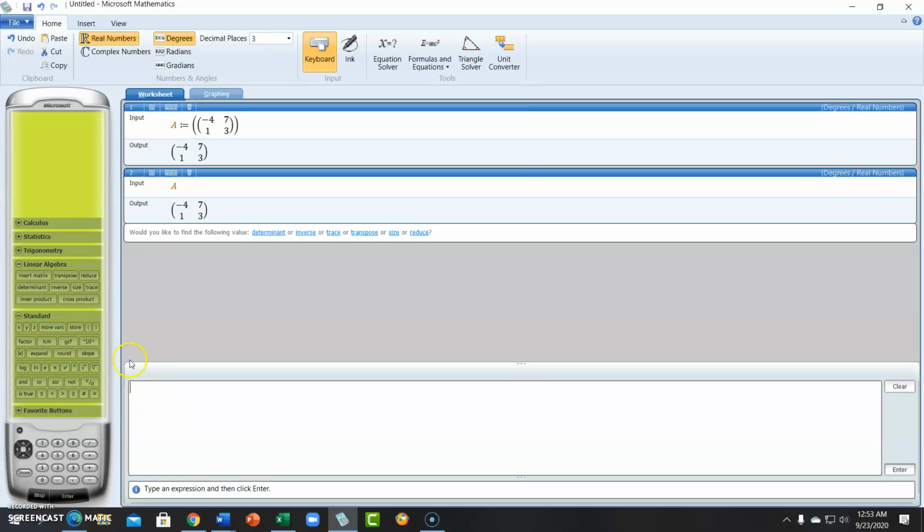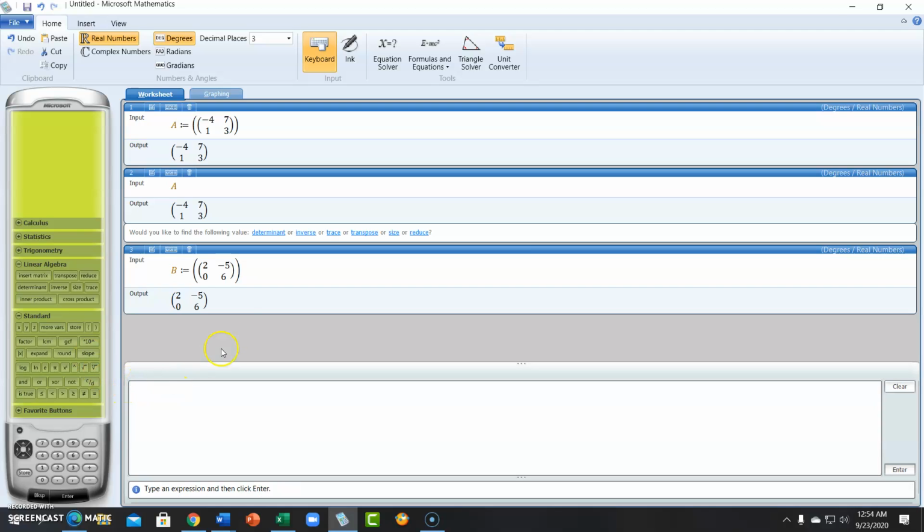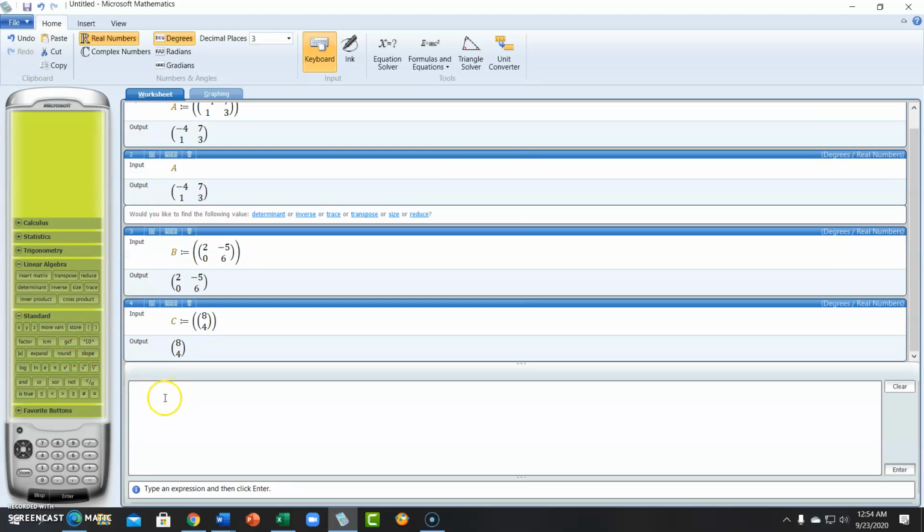So I'm going to do the same for matrix B. I was given another 2 by 2 matrix with 2, -5, 0, and 6 for this matrix. I'm going to store it as B. Okay, and then finally I have matrix C. And matrix C is only a 2 by 1. And so we have 8 and 4, store it as C. And so now I have all my matrices that I was given stored, and so now I can start on evaluating the expressions I was given.